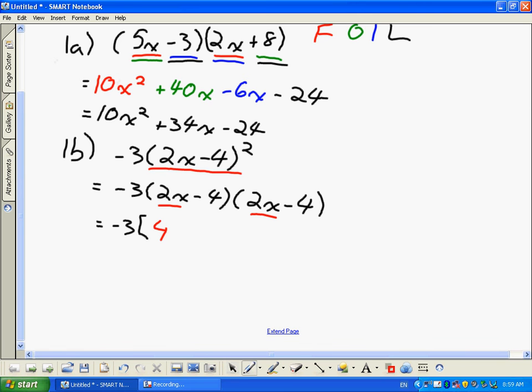2x times 2x is 4x squared. Those are our first terms. Outside terms: 2x times negative 4, negative 8x. Our inside terms, negative 4, 2x, the exact same thing. And our last terms.